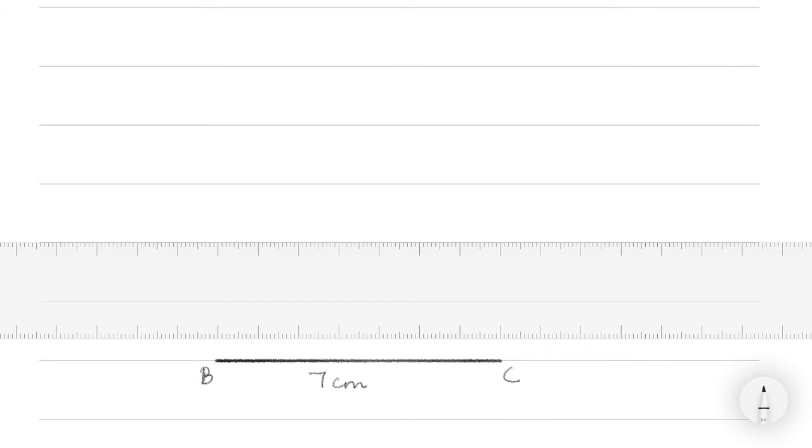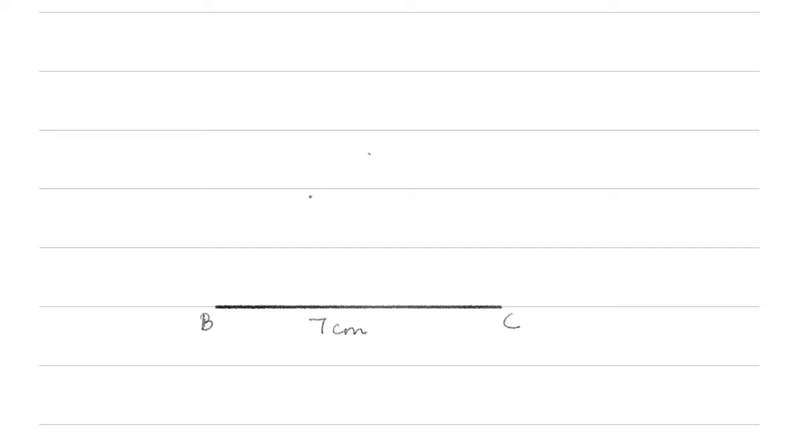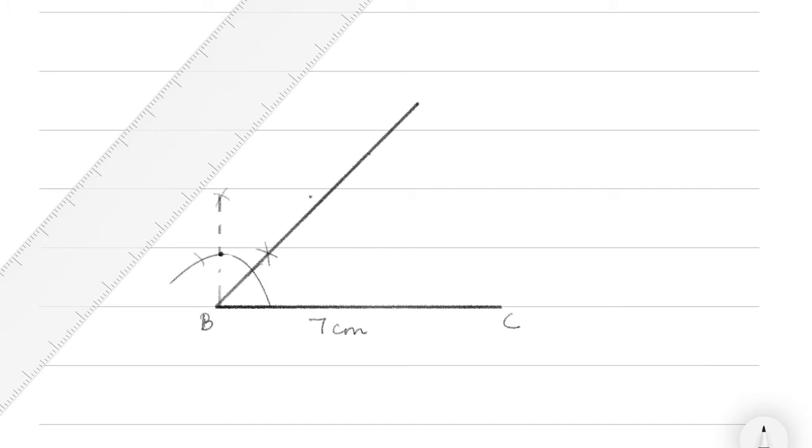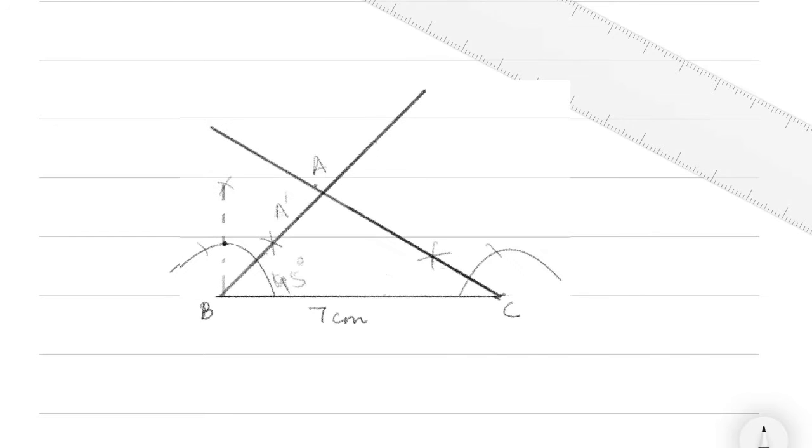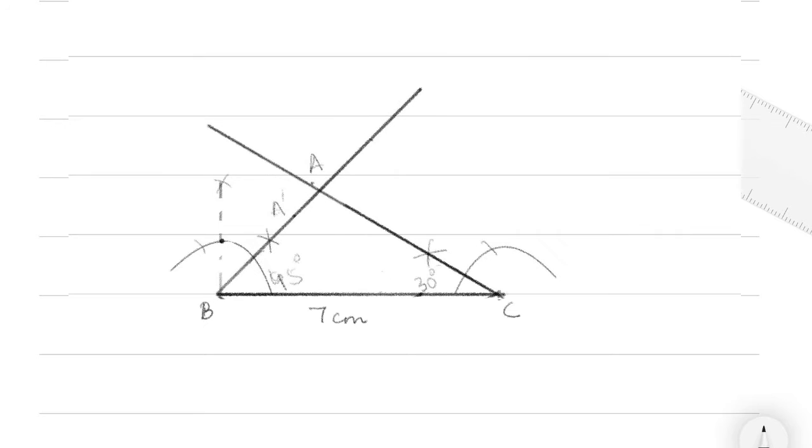BC 7 centimeters and we have to draw a 45 degree angle at B. We have this arc 60 degree and we have a 90 degree here. This is 45 degree angle. Now we have to make a 30 degree angle at C. So this one arc and this is 60 degree. This is 30 degree. 45 degree and 30 degree here. So we have got the triangle ABC.